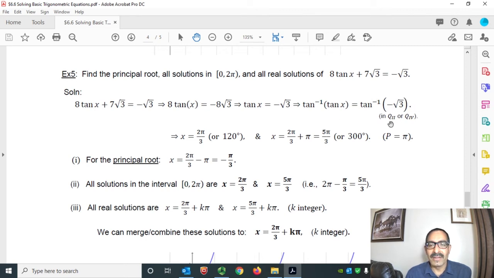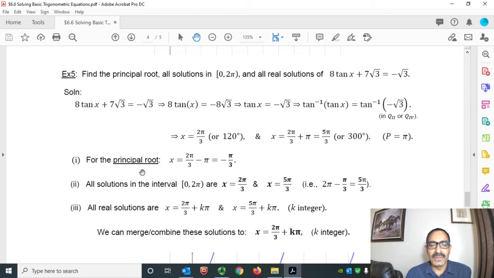So we are looking for angles in the second quadrant and fourth quadrant where tangent is negative. Then the left side is x equals, one is 2 pi over 3 in the second quadrant and one is 5 pi over 3 in the fourth quadrant. Keep in mind that pi is the period of tangent functions. So here we found x equals 120 degrees and 300 degrees.